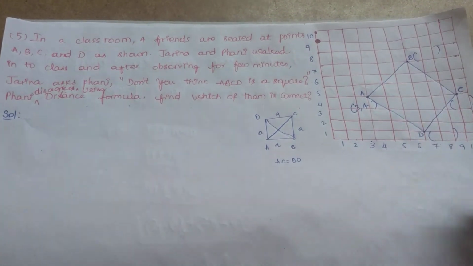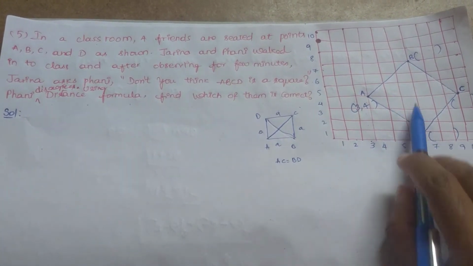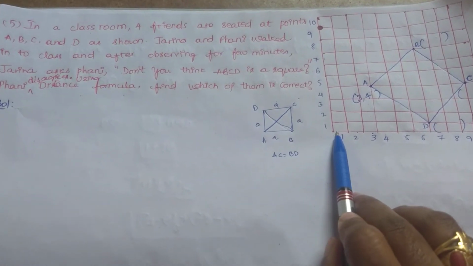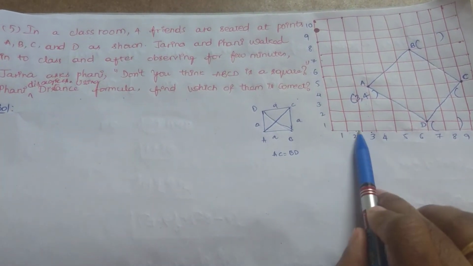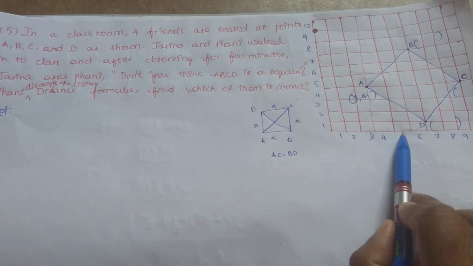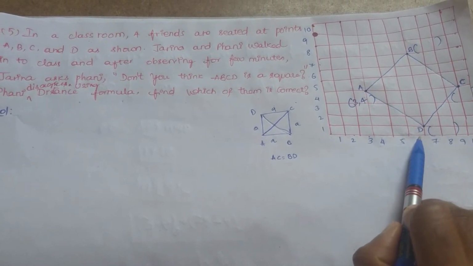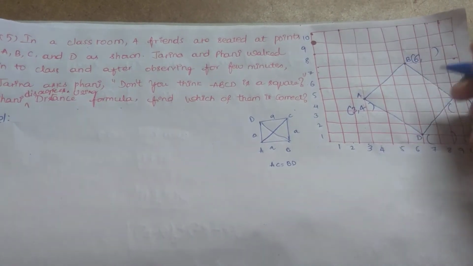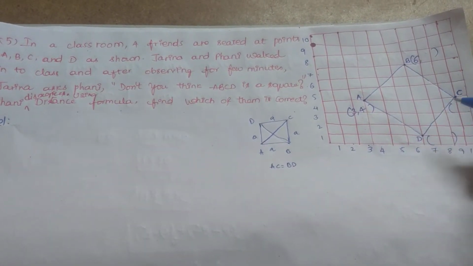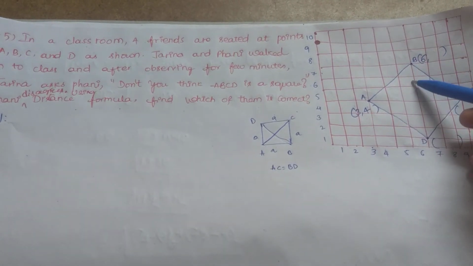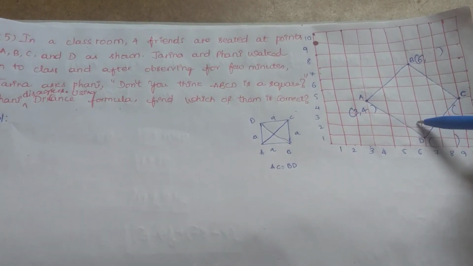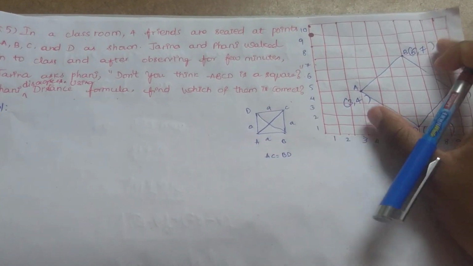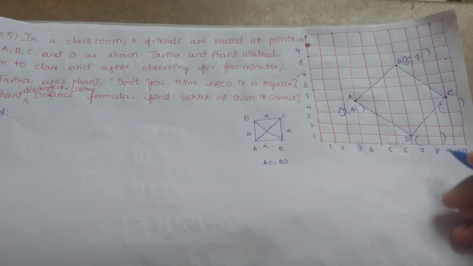For B, what will we get here? When you go for B, the x coordinate will be the number of horizontal boxes. So 1, 2, 3, 4, 5, 6. The x coordinate will be 6. What will be the y coordinate? Count vertically: 1, 2, 3, 4, 5, 6, 7. So these 2 points I have explained practically, and now I'll tell you simply how to calculate.